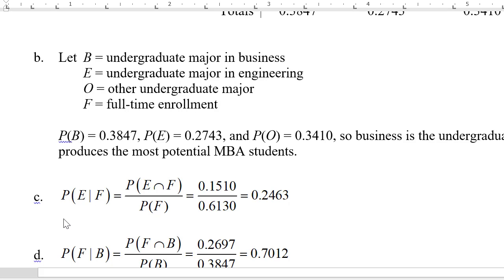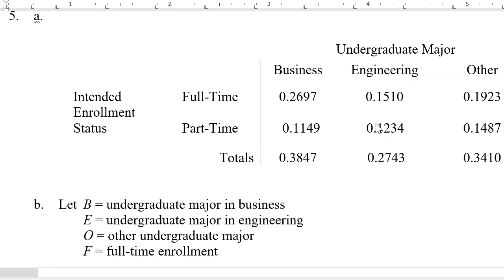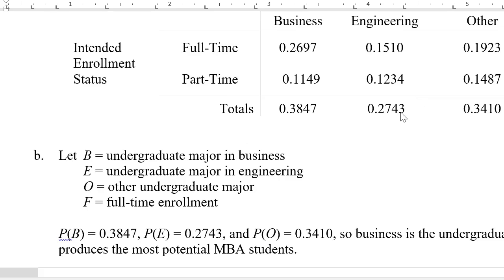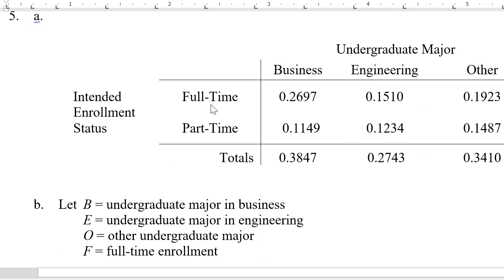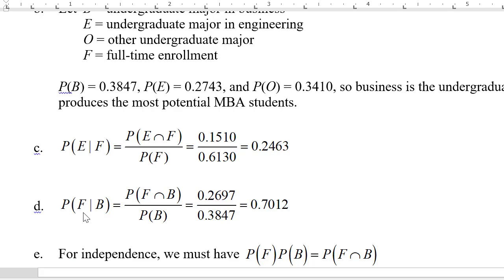C says, calculate the probability of E given F. F is full-time. What's the probability of engineering given that you're full-time? So what's the intersection of E and F? E intersection F, 1510, divided by the probability of F, full-time, which is this value here. And you get 0.2463.